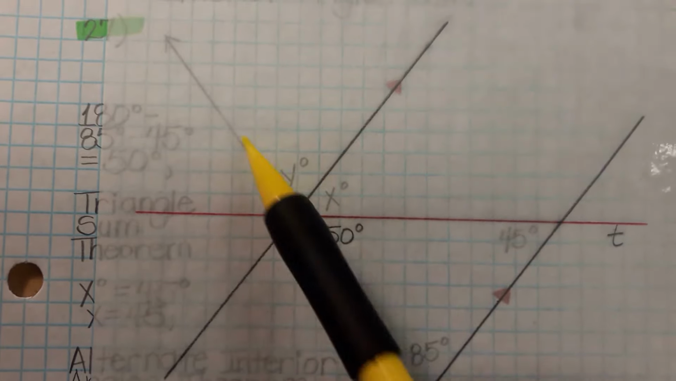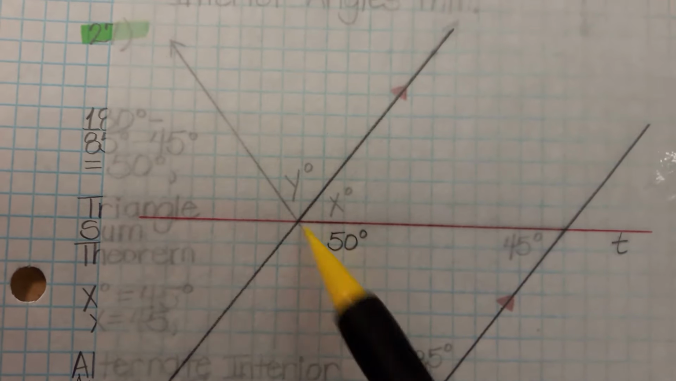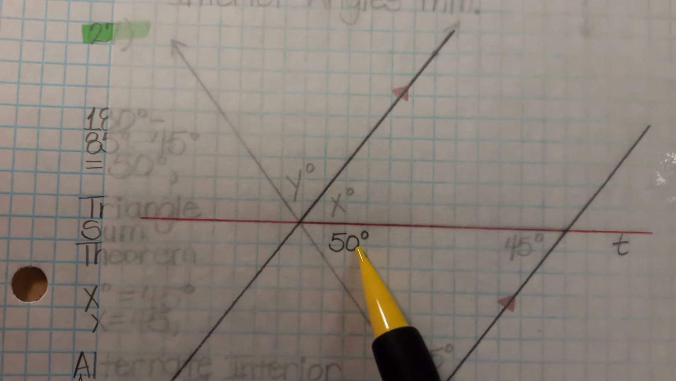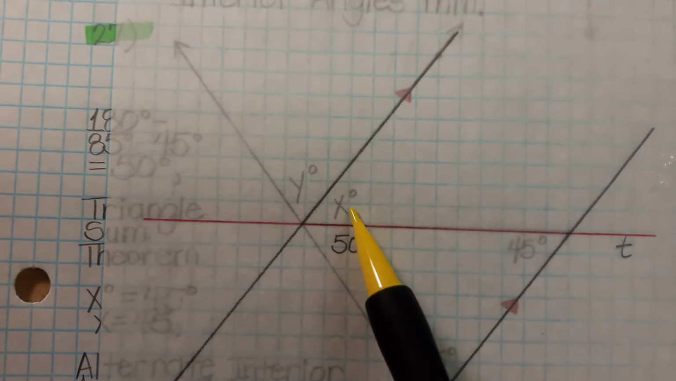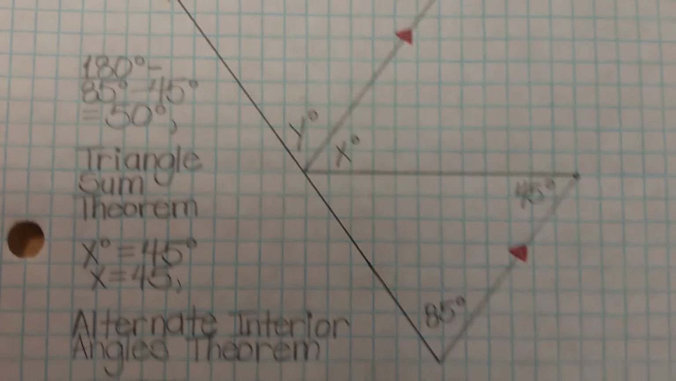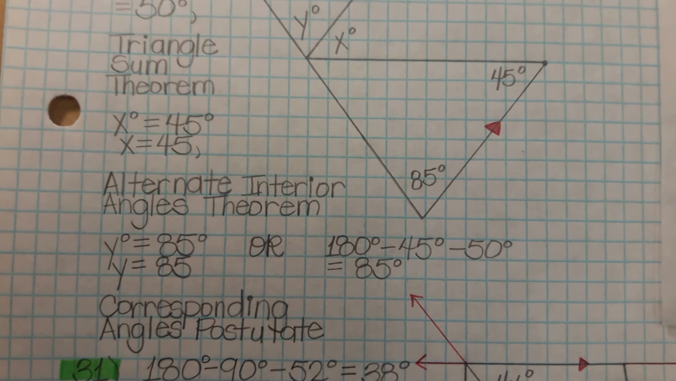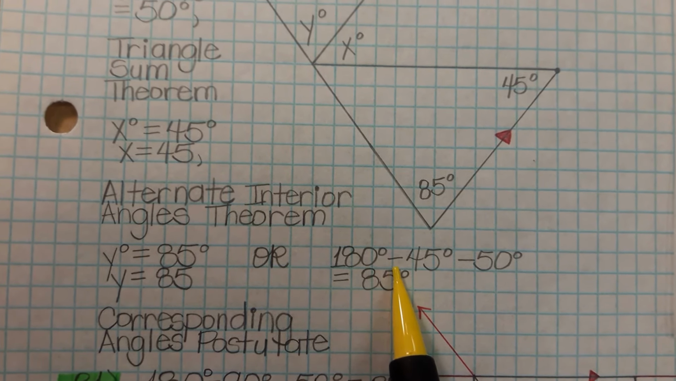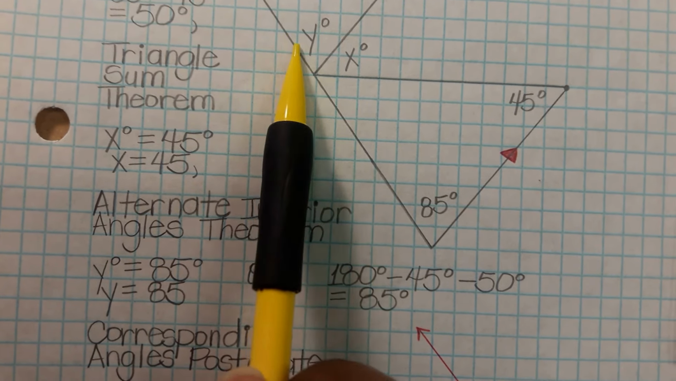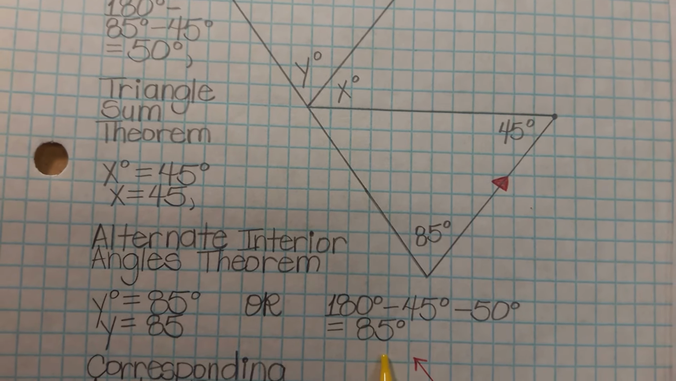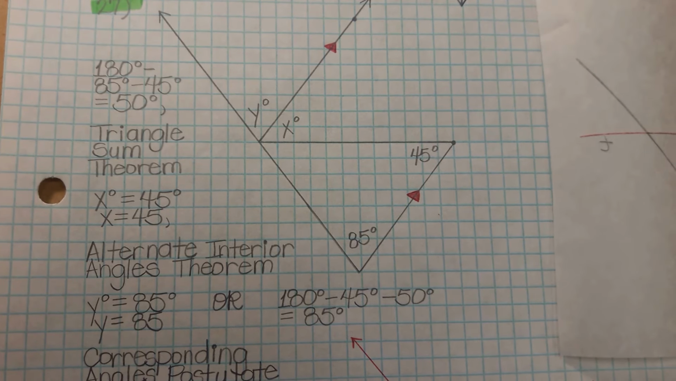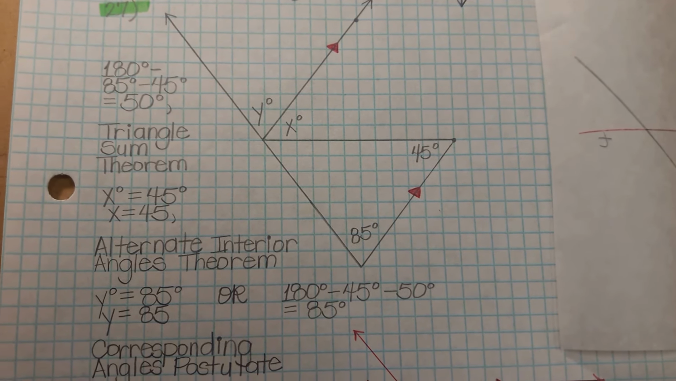I also see a straight angle here, and I know a straight angle is 180 degrees. So if I take 180 minus 50 minus 45, I should get angle y. Looking at this again, 180 minus 45, which is here, and this is my 50, I should get 85 for angle y. So definitely write those down, and we'll review that some more.